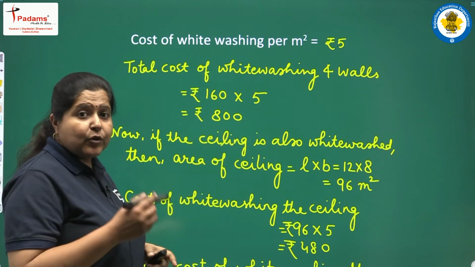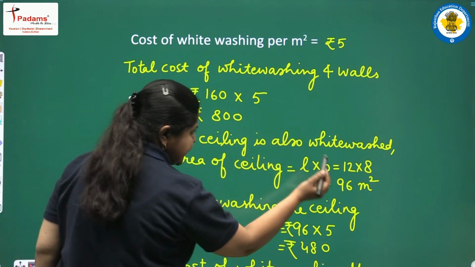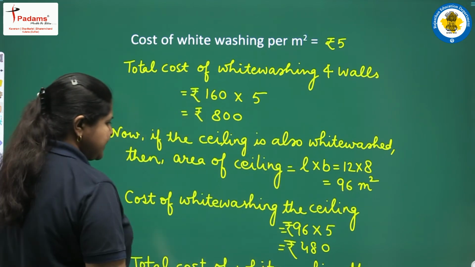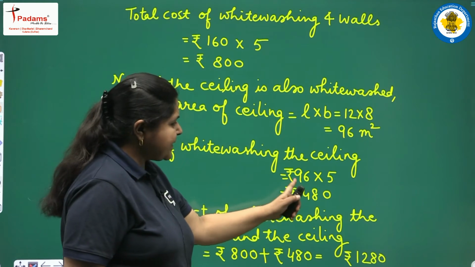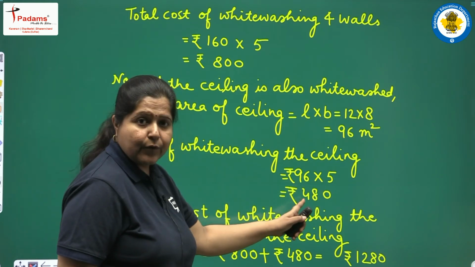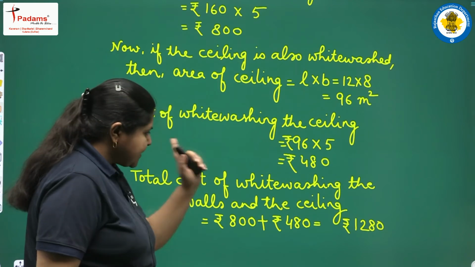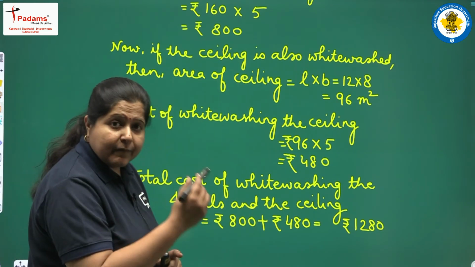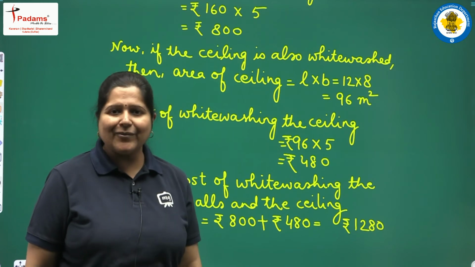And then we were whitewashing the ceiling also. For this we found the area of the ceiling, it is 12 into 8, 96 meter square, and then cost of whitewashing the ceiling, it is ₹96 into 5, ₹480. और फिर total cost आ गया आपका दोनों 4 walls और ceiling दोनों को white wash करने का, it is ₹1280. I hope the question is clear.